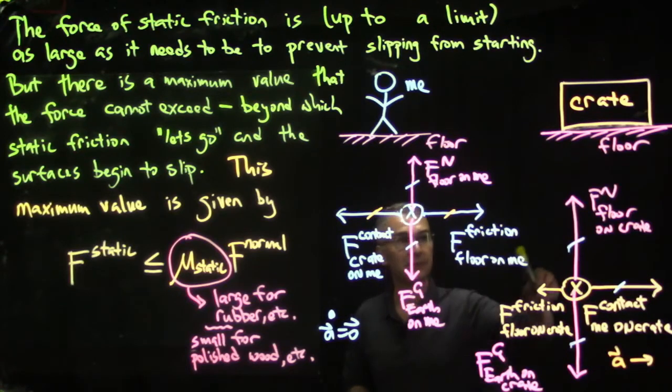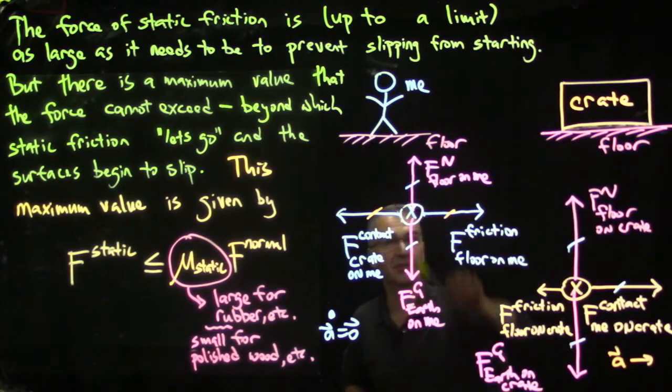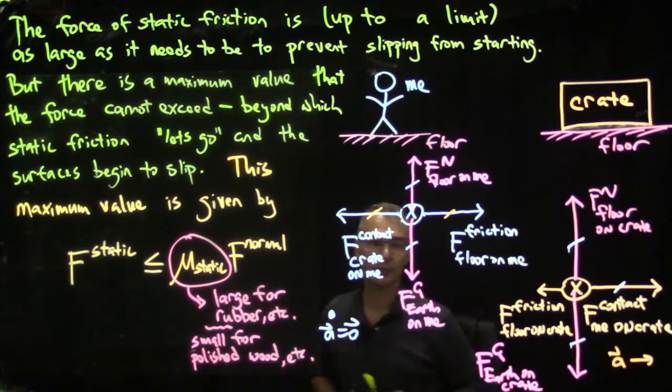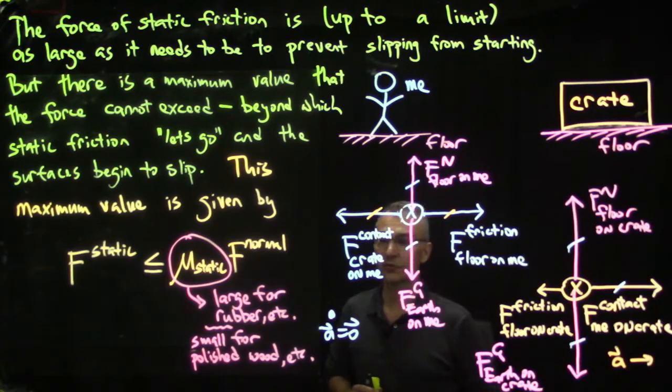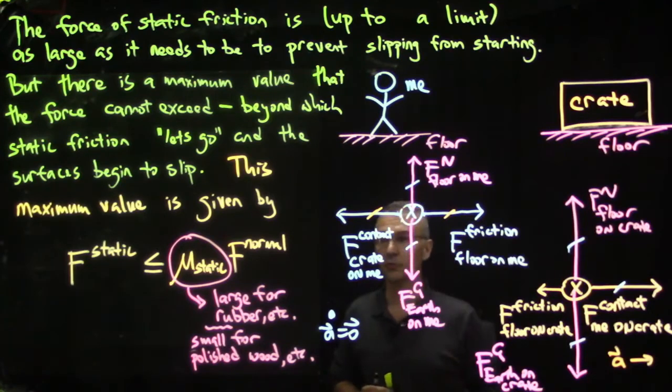And in fact, the way we've drawn things, I decided, well, what the heck, let's draw it so that the crate has a slightly bigger mass than I have. So the normal force between the floor and the crate is actually bigger than the normal force between the floor and me. But let's say I'm wearing rubber soled shoes, and the bottom of the crate is some kind of nice, smooth, polished wood.